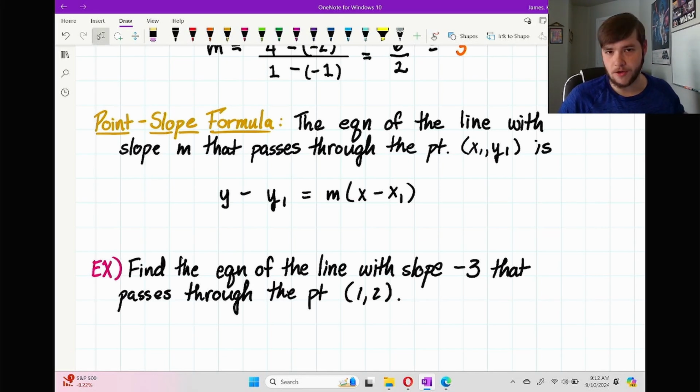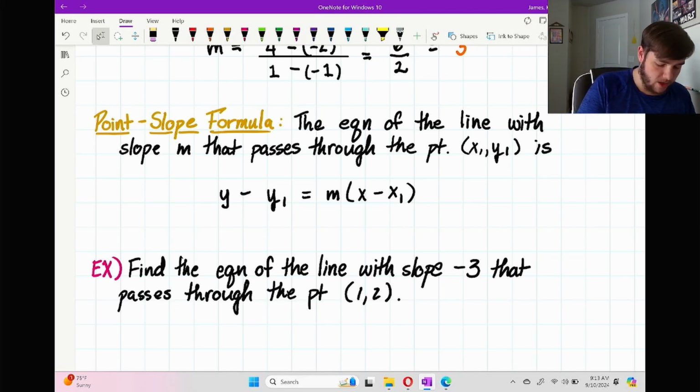The reason slope is so important is because it allows us to write down the equation of a line. The equation of the line with slope m that passes through the point (x1, y1) is this: y minus y1 equals m times x minus x1. And we call this the point slope formula.